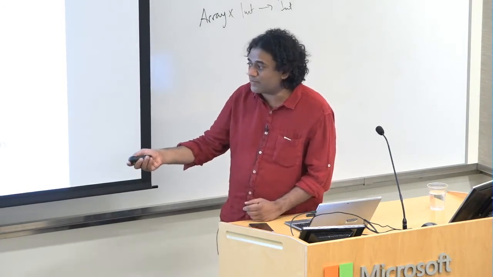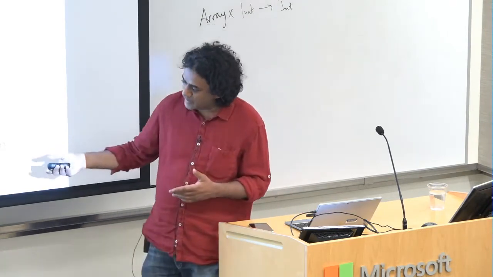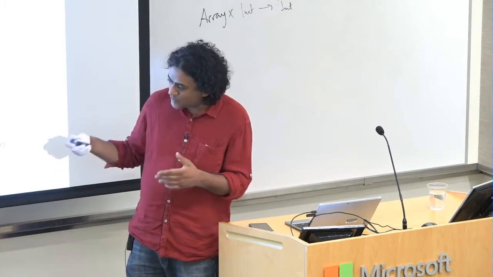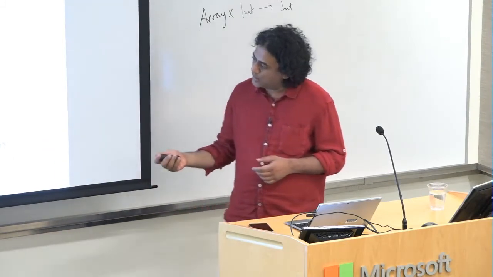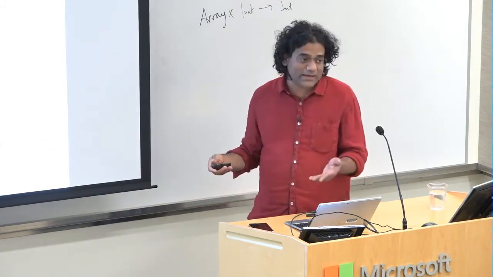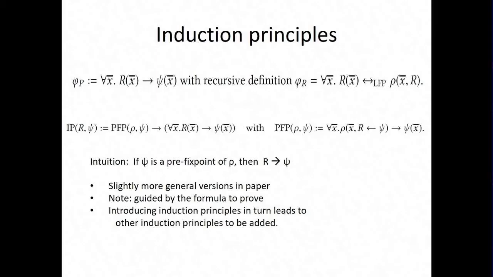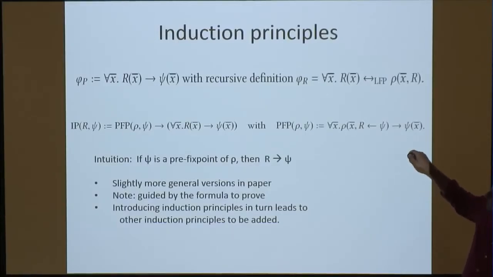The crucial thing is that we have to stay within the first order logic framework, right? Induction principles are typically second order, right? But you want to stay in the first order logic framework. And in some sense, we're instantiating the formulas that we want to declare inductive, systematically. So we have some in the paper, right? I'll just give you one. For every x, if I have to show that r of x implies psi of x, where r has some definition phi r, a recursive definition using least fixed point, okay?